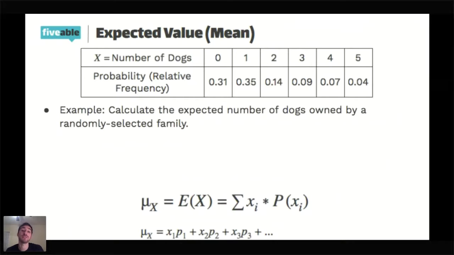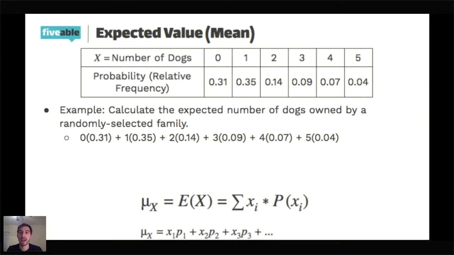If, like, I was asked to find the expected number of dogs owned by a randomly selected family, what I would do is multiply 0 times 0.31, 1 times 0.35, 2 times 0.14, 3 times 0.09, etc. And once I get through all those, add them all up. And when I worked it out in my handy dandy calculator, it came out to be 1.38 dogs.